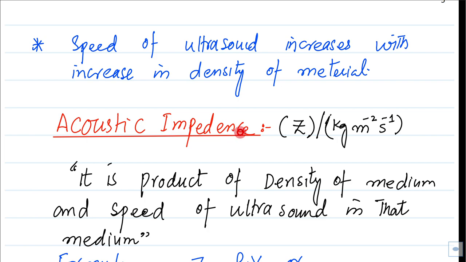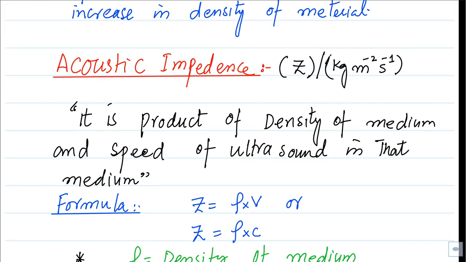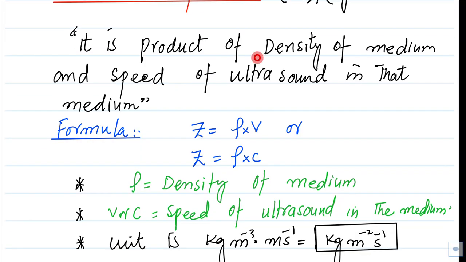So acoustic impedance is represented by Z, and its unit is kg m^-2 s^-1, because that is density into speed. So density into speed, I will extract its unit, don't worry. So here it is the product of density of the medium.